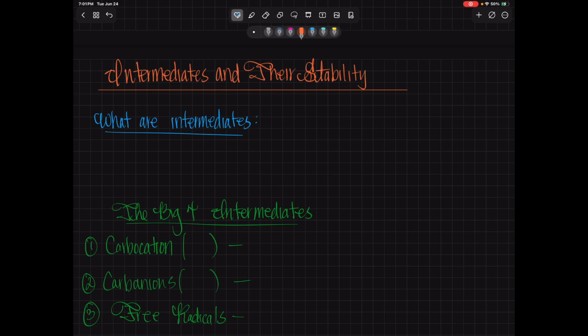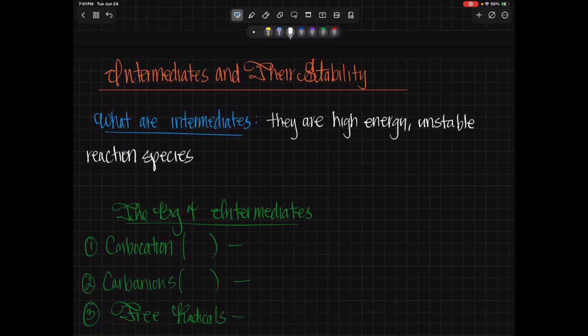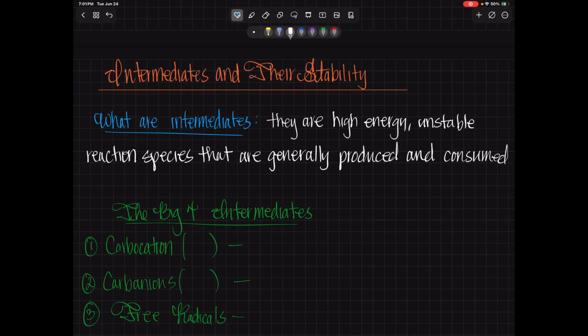So starting off, what are intermediates? Intermediates, well, they are high energy, unstable reaction species that are generally produced and consumed during a reaction.